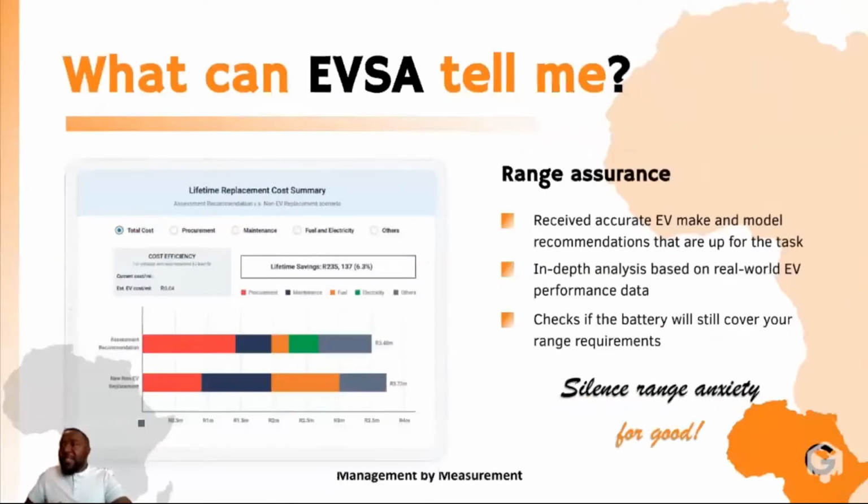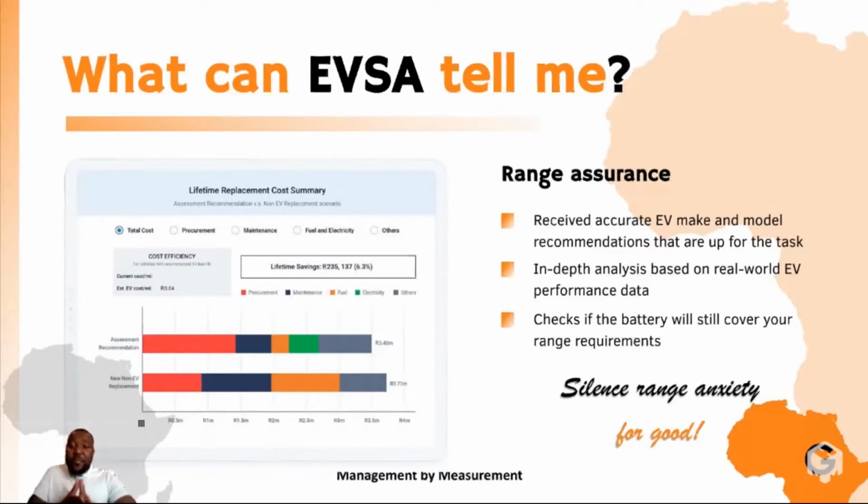So what can EVSA tell you once you've started using it? This is where it's giving us as fleet managers, take your control room, a bit of range assurance, where you will relax and have confidence that the platform will identify and give you accurate EV make and model recommendations. Not only that, you will receive in-depth analysis based on real-world EV performances. All right, that's the range assurance.